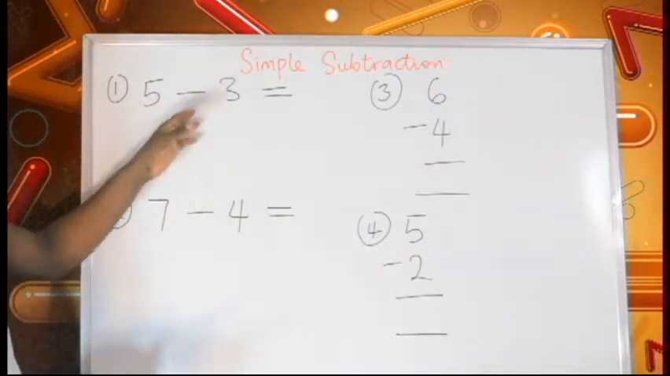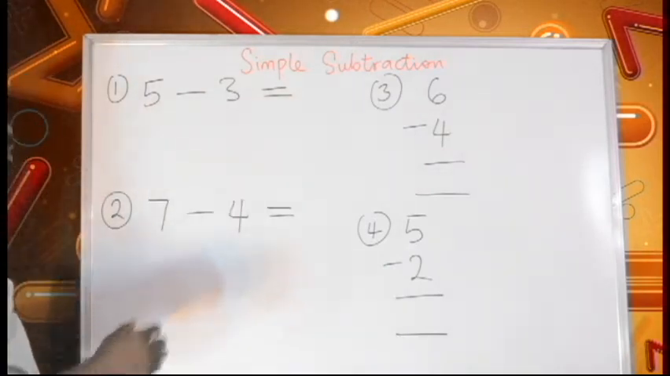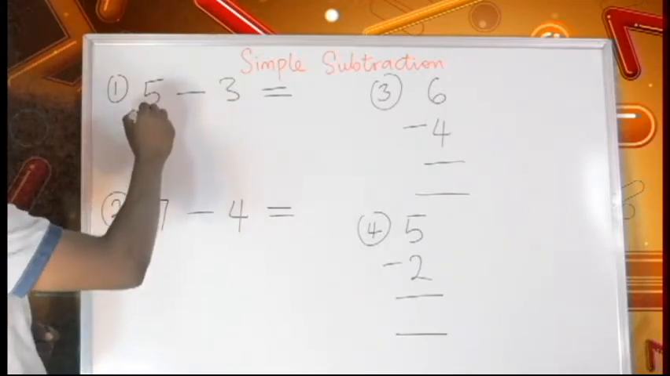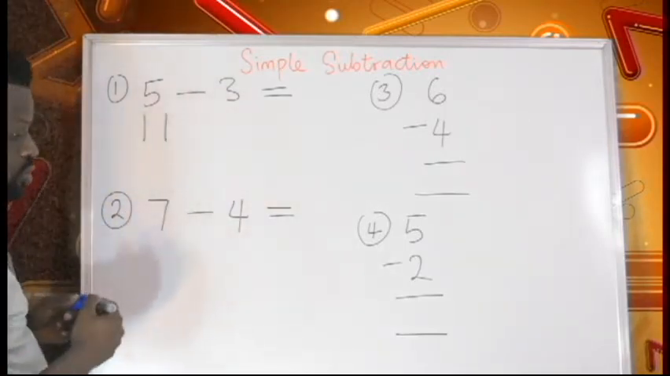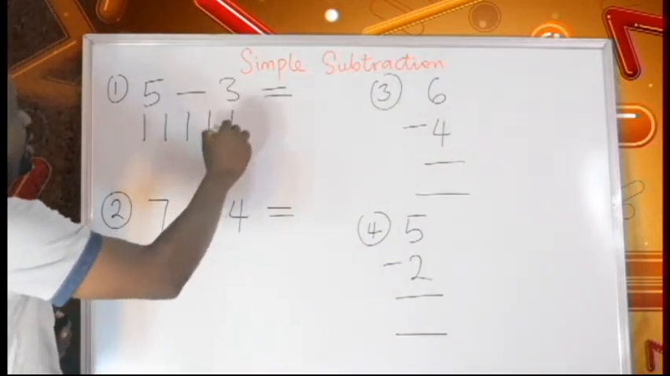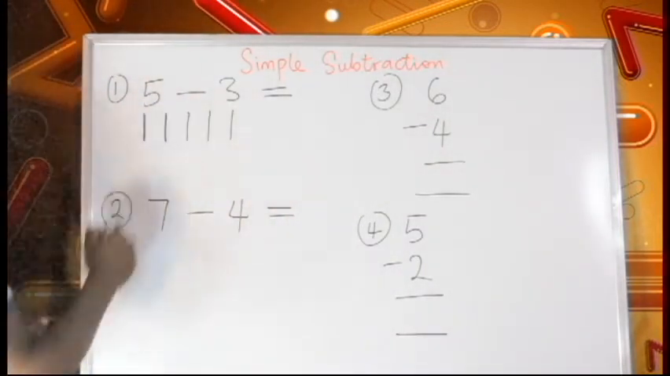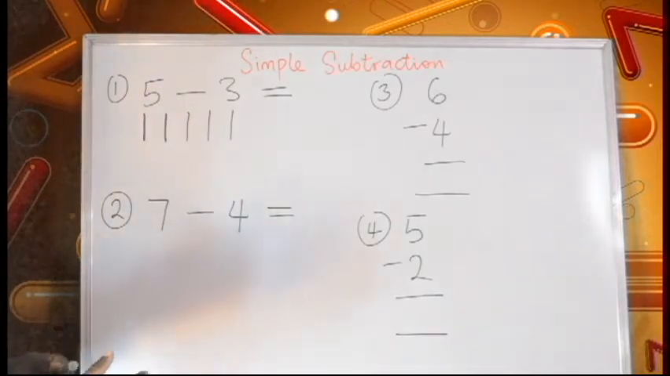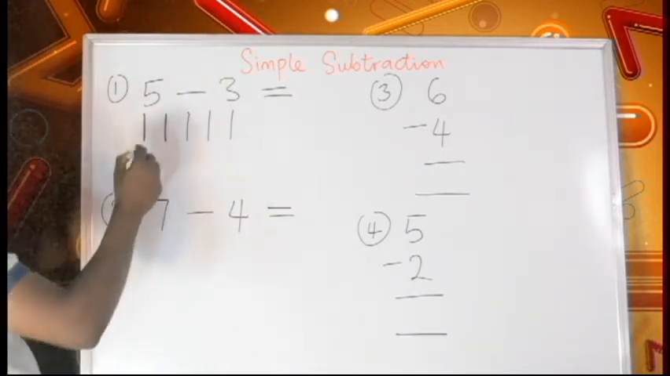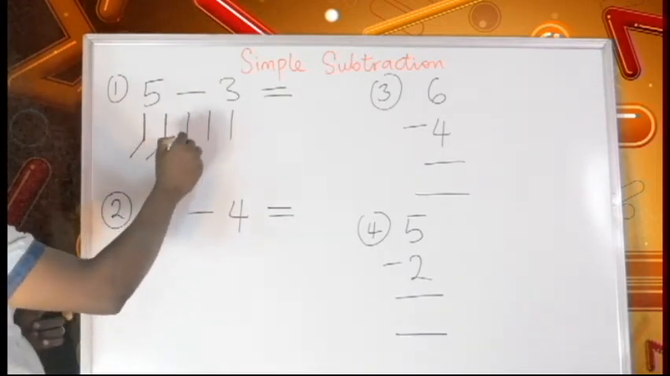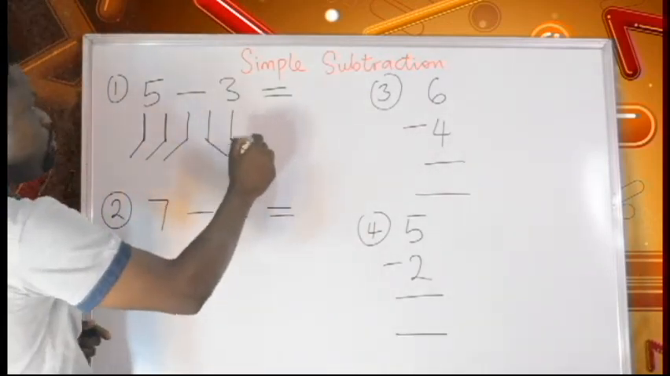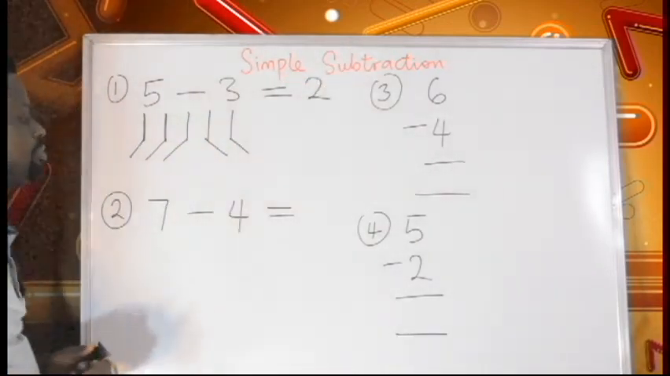So this is 5 minus 3. You focus on the first number, 5. So you count 5: 1, 2, 3, 4, 5. Then minus 3. So take away 3. 1, 2, 3. Now you count the remainder: 1, 2. You put it there, 2.